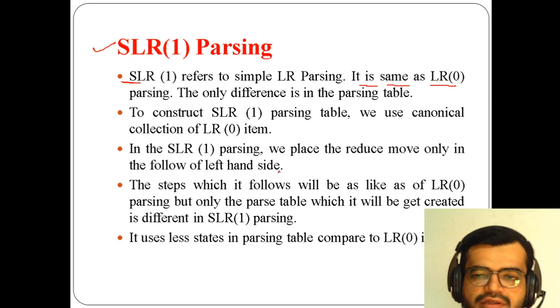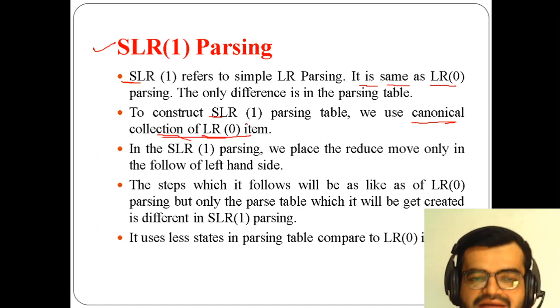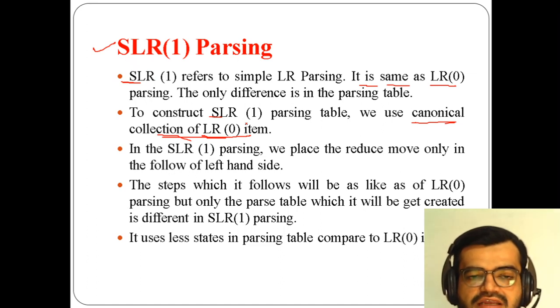Okay, and remember the SLR(1) parsing table and LR(0) parsing use the same canonical collection of LR(0) items. That means the first step and the second step are the same as what we perform in LR(0) parsing. But the difference here, which is very important, is that it reduces the moves. How it reduces is very important.